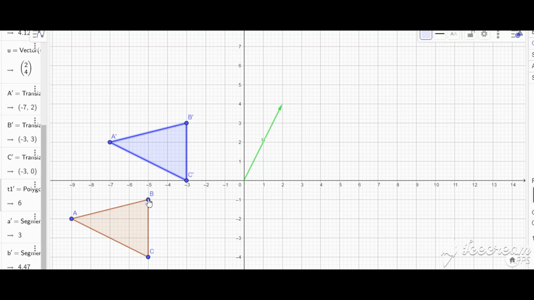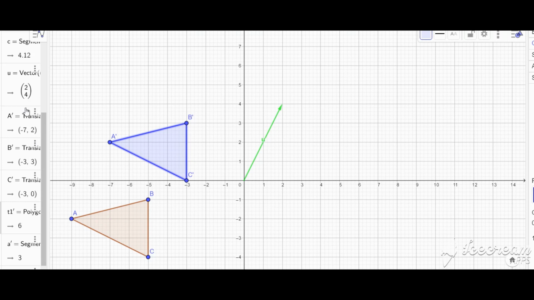Look at B. For B, on my object I have -5, -1, but if I look at B prime, the coordinate is -3, 3. And look at C. When I look at C, the coordinate of C is -5, -4, but look at C prime. The coordinate is -3, 0. Now, when I look at my object, I look at my image and I look at my translating vector. Bear in mind that my translating vector was 2, 4.